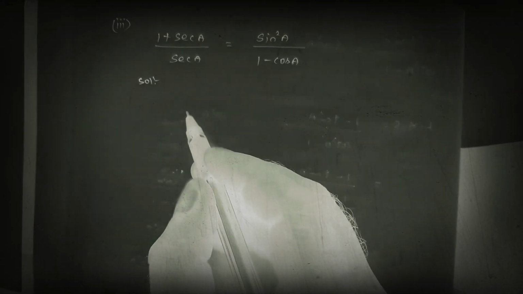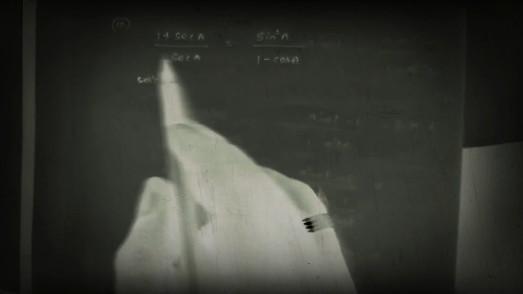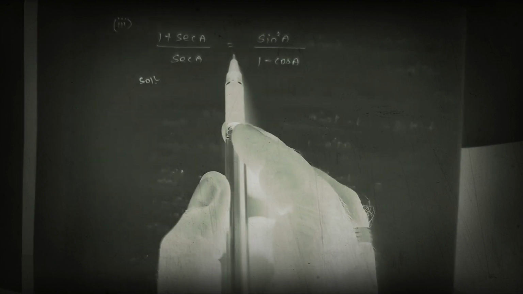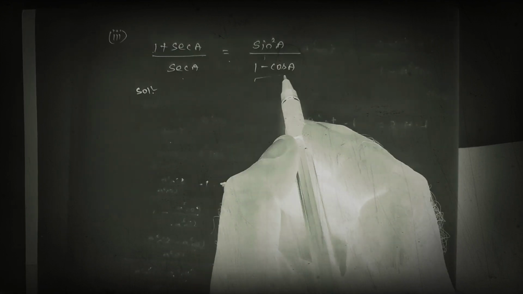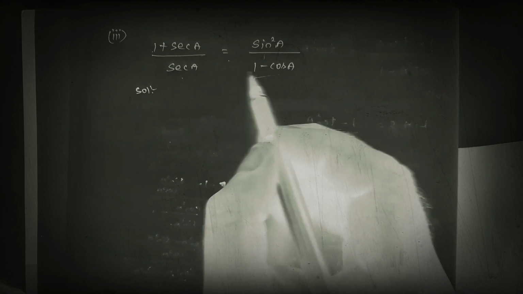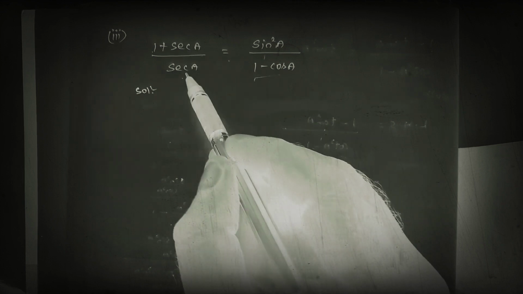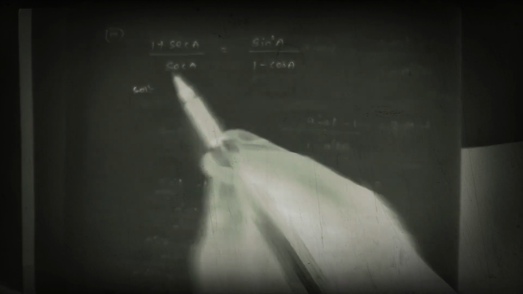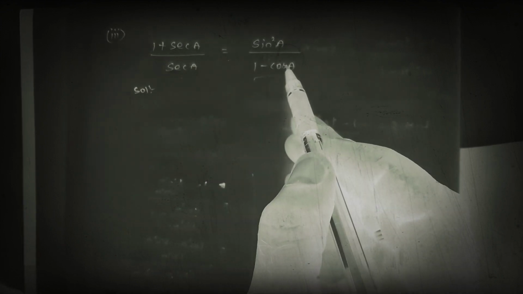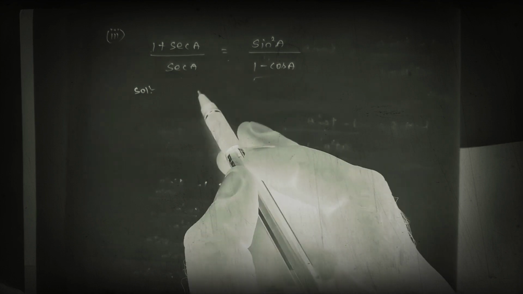Third subdivision: prove that 1 plus cos A divided by cosec A is equal to sin square A divided by 1 minus cos A. I'm just seeing whether we can take the LHS. See, in the LHS we have only one term, in the RHS we also have one term, both in the form of fractions. So we can take the LHS and try to bring the RHS, or we can take the RHS and try to bring the LHS.